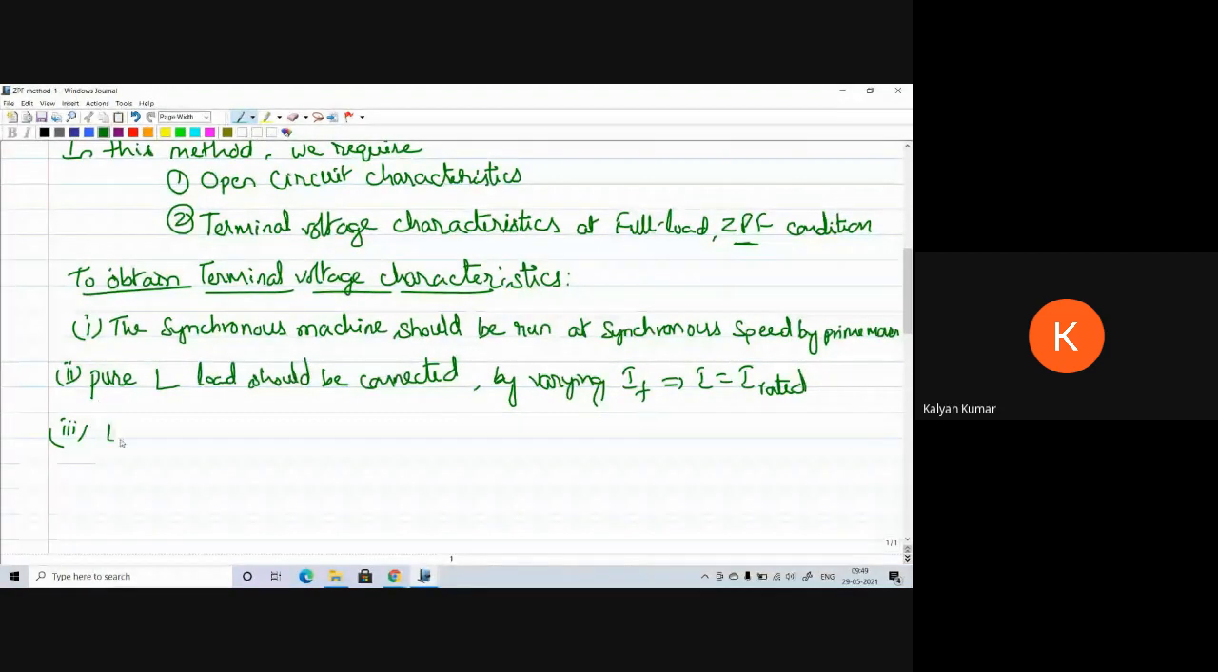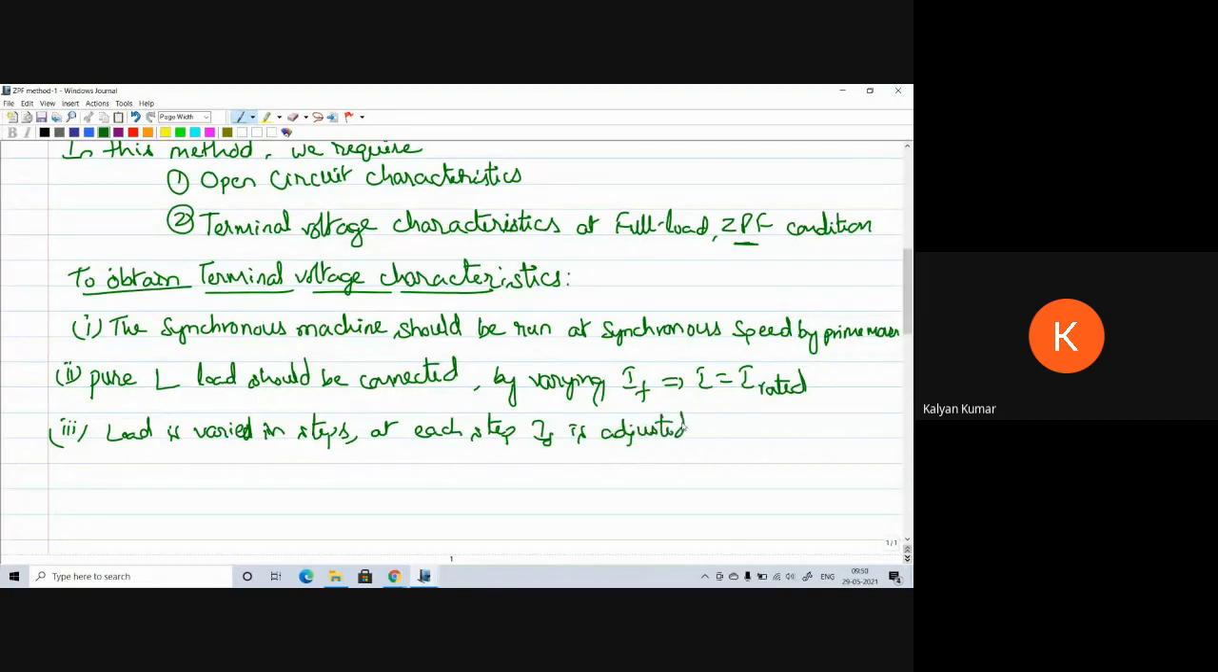Then the load is varied in steps. At each step, IF is adjusted to get rated current in the armature, and then the terminal voltage and field current readings should be noted.